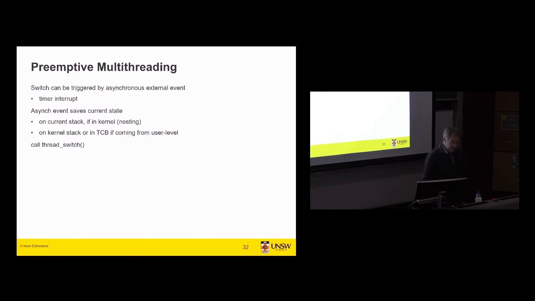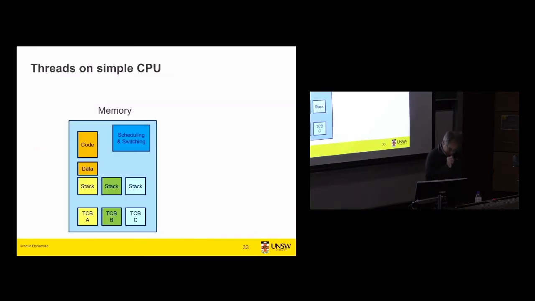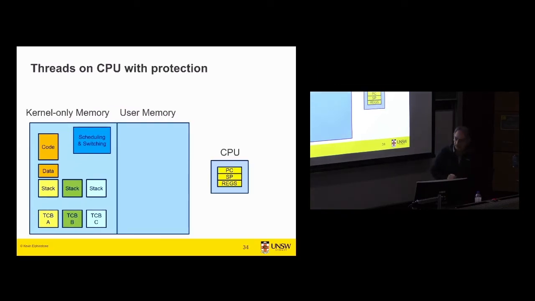Okay? So that's multi-threading. If you look at threads on a simple CPU with no protection, you'd have a model that's something like this, where we've got scheduling and switching introduced, and we have, again, thread control blocks and stacks. And if we have threads on a CPU with protection, then inside the kernel, we've got threads, thread control blocks, and this model here should be relatively familiar from the environment that you had with OS 161.